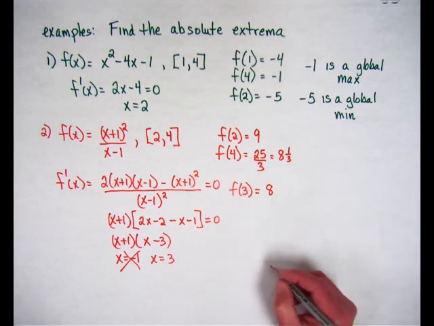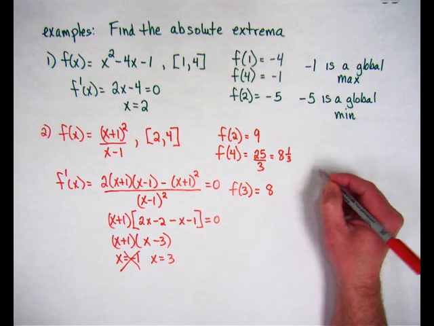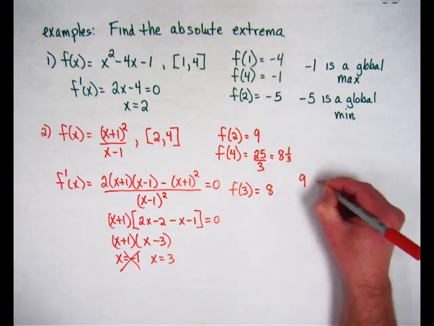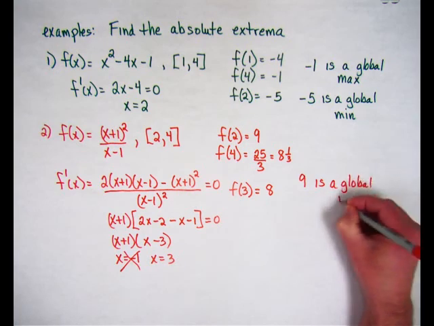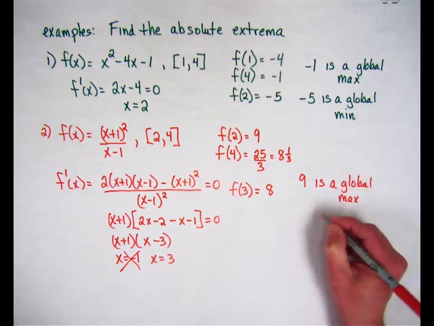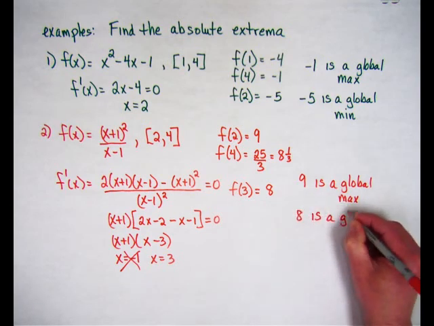So now we can answer the question. We would say that the absolute or global max is the biggest number. So 9 is a global max. And the number 8 is the smallest number, so 8 is a global min.